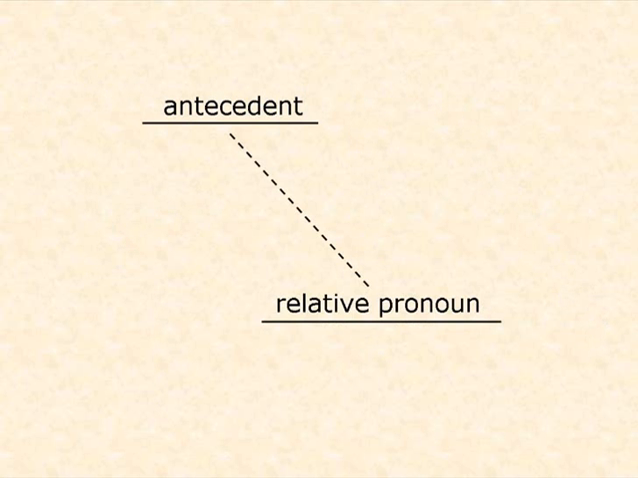Since we diagram personal pronouns, indefinite pronouns, demonstrative pronouns, and reflexive pronouns as subjects or objects, and we diagram possessive pronouns as modifiers, we need to concern ourselves here only with the relative pronoun. The relative pronoun and the relative clause it introduces sit on a straight line at the end of a slanted dotted line connecting to the antecedent in the main clause.